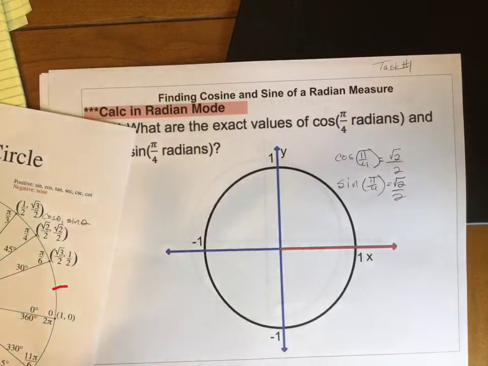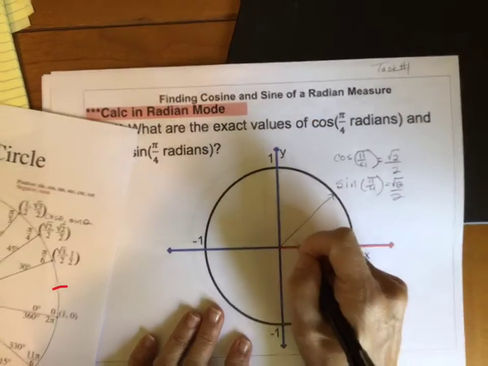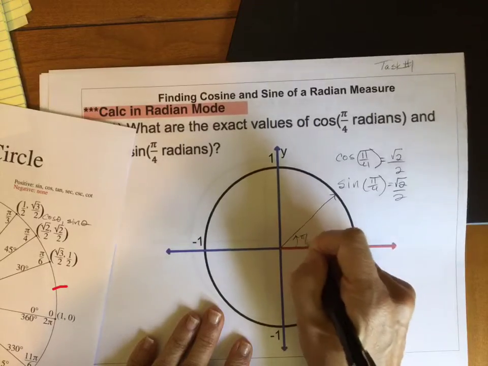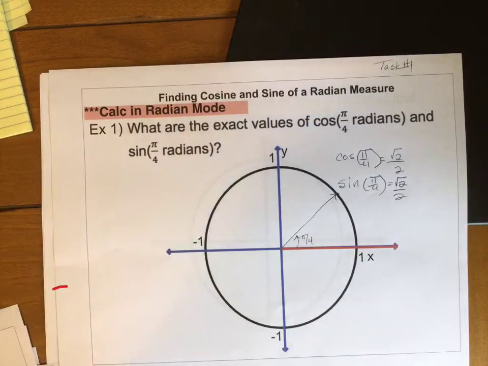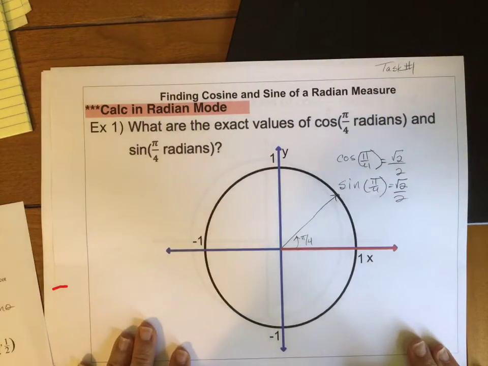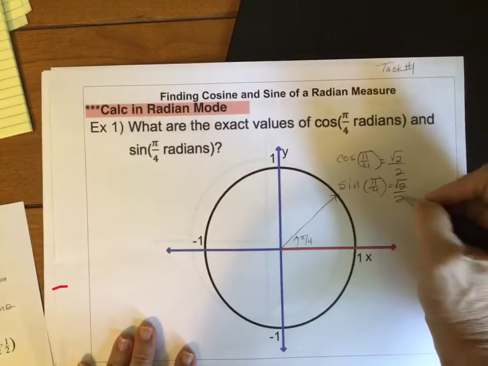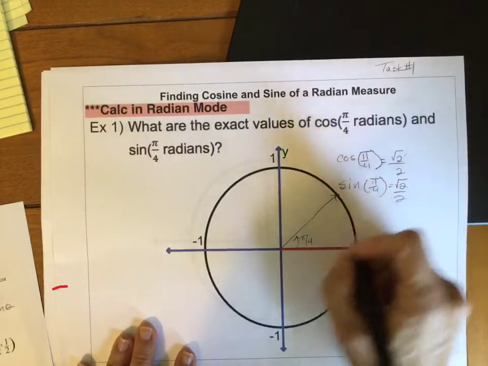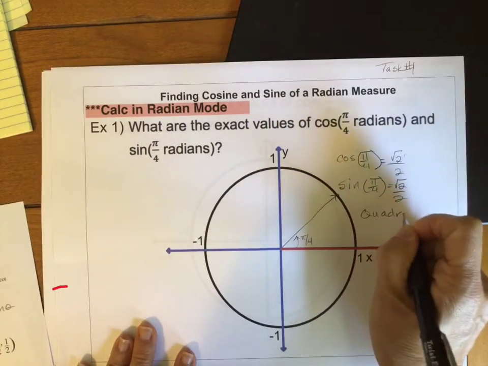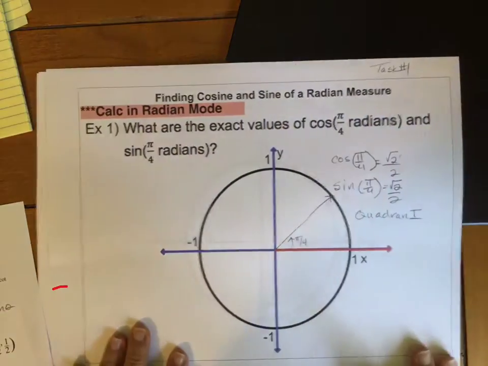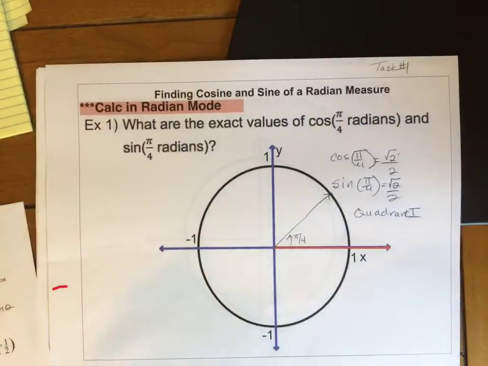And if they asked you to locate, you could say, well, this is pi over 4. It's in quadrant 1 of my unit circle. And it's important to note that this is quadrant 1 because both x and y are positive in quadrant 1. And they usually designate quadrants with Roman numerals.